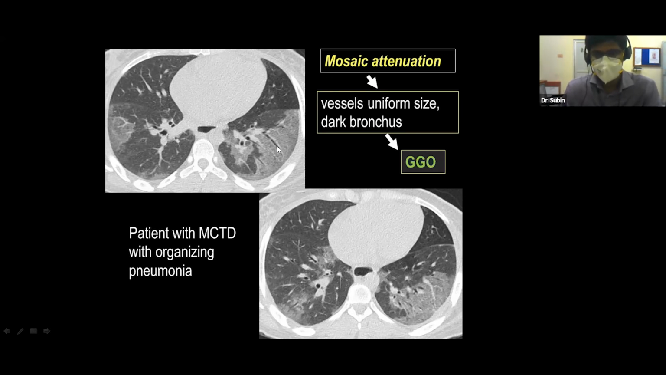So if you see that the vessels look very uniform and the bronchus looks darker, you can call it a ground glass opacity. This is important to differentiate from mosaic attenuation of airway disease, or mosaic attenuation related to a vascular problem. If there is a vascular problem, the vessels will not be the same in size. The vessels can be smaller in size.